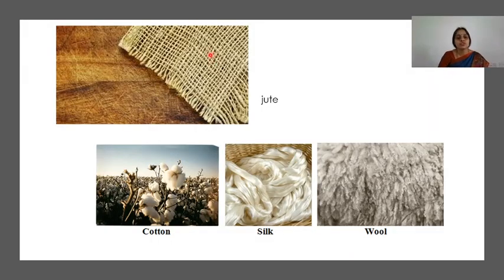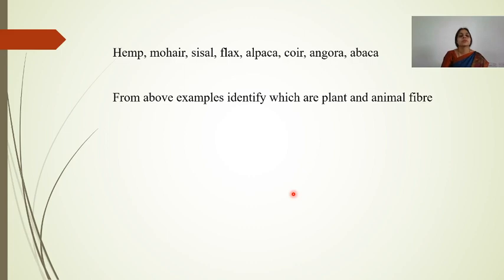There are pictures for you: jute, cotton, silk, and wool. Have a look at these examples: hemp, mohair, sisal, flax, alpaca, coir, angora, abaca. I've given 8 examples here. Find out which are animal fibers and which are plant fibers, that is, which come from plant sources and which come from animal sources. Here is an assignment for you.